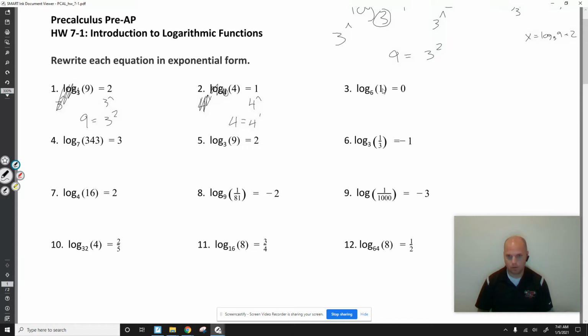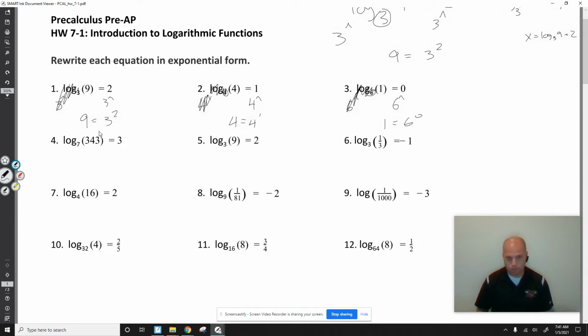6 to what power is 1? Well, that's 0. Another way to see that, using the exponent form, take 6 to the power of both sides. Why am I taking 6? Because 6 is the base of the logarithm. 6 to the log base 6 will undo each other, leaving you with just 1. 1 equals 6 to the 0.